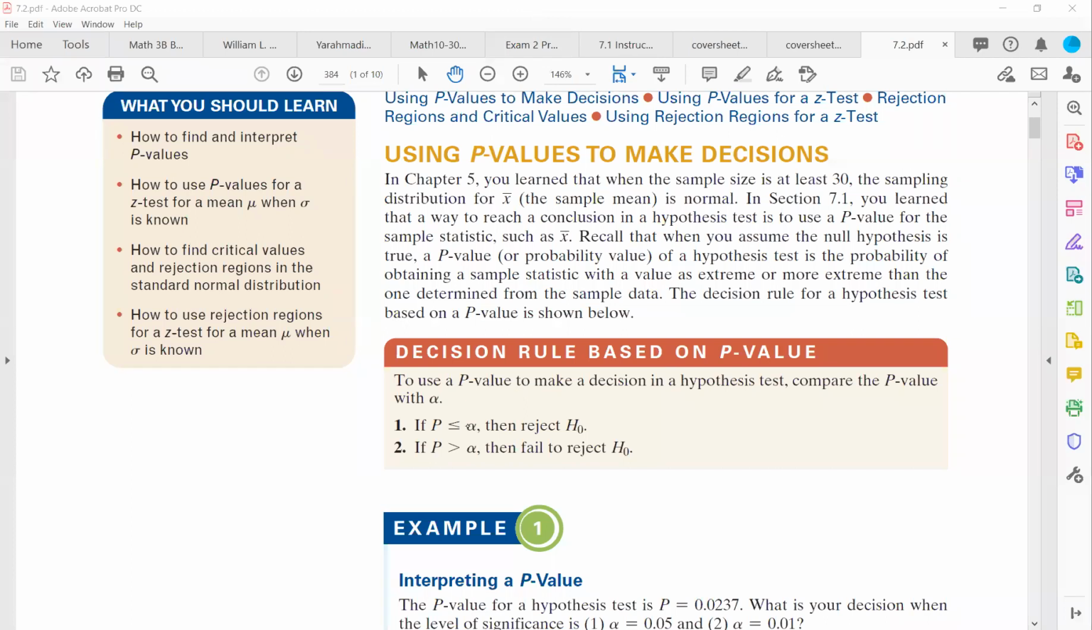So if the p-value is less than or equal to alpha, the level of significance, then you reject the null hypothesis. Otherwise, you fail to reject the null hypothesis. It means that you support the null hypothesis.